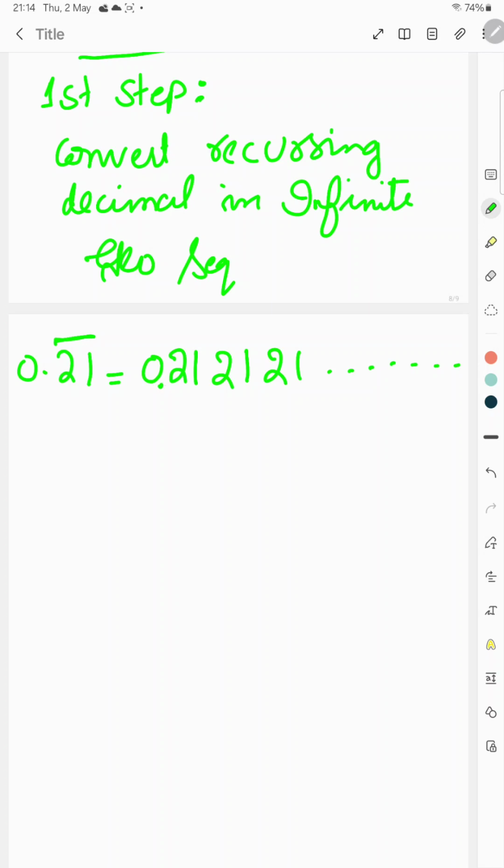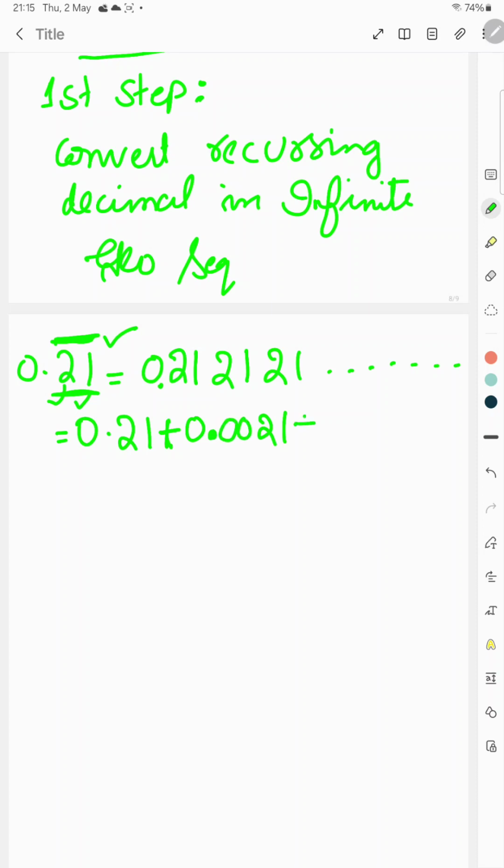Okay. So for this you have to take the first term of the sequence as it is, which is given. Here 0.21 is given, so 0.21 will be the first term of the sequence. Now for the second term you have to just write the same term 0.21, but after the decimal you will put a number of zeros according to the bar. You have to just see that the bar appears on how many numbers. As you can see, the bar appears on 2 numbers, so after the decimal I will add 2 zeros.